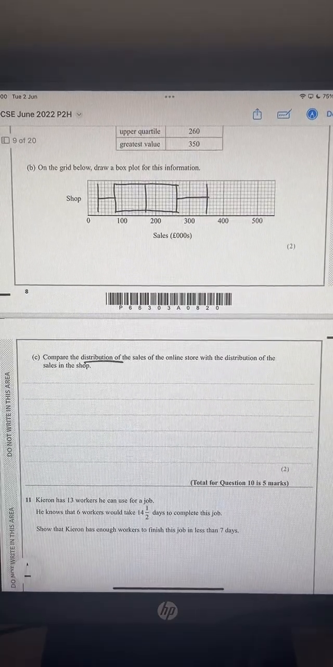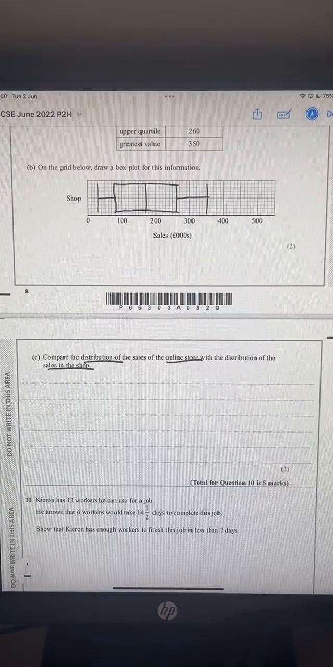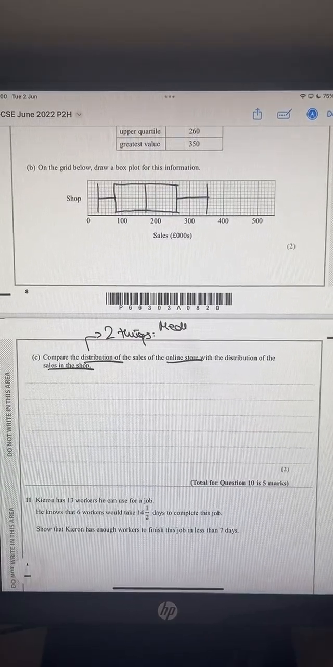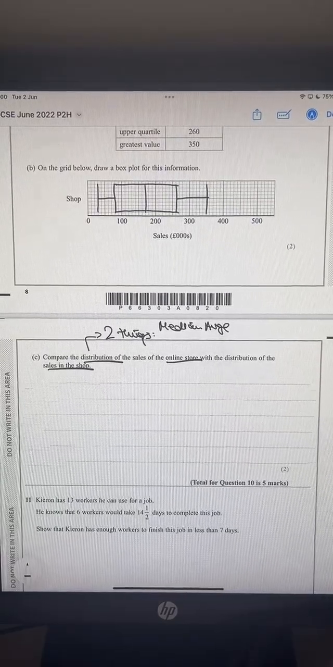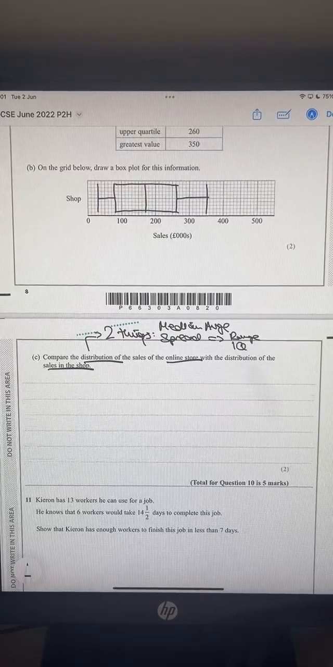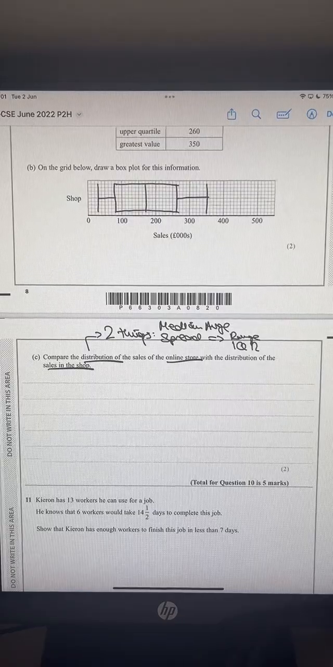Very nice. Then you compare the distribution of sales of the online store with the distribution of sales in the shop. That's the difference between these two ones. What are they actually showing? So when you compare the distribution, you compare two things. You compare the median average, and you compare the spread. And when you compare the spread, you've got two options. You either compare the range or you compare the IQR, the interquartile range.